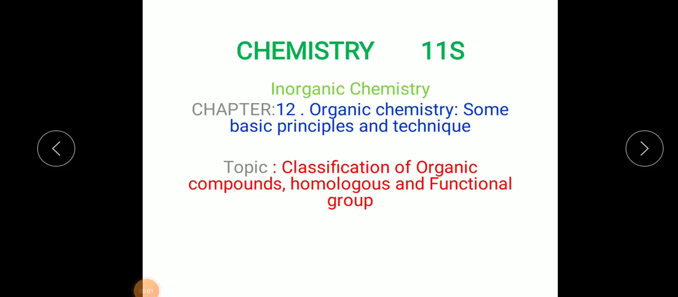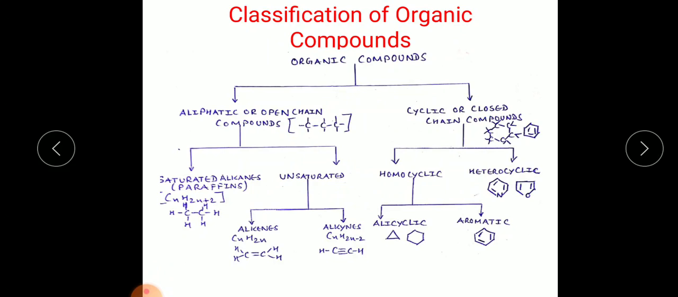Good morning, class. In our last class, we started the chapter organic chemistry, and we discussed the important terms related to it. Today, we are going to discuss the classification of organic compounds, how we can classify organic compounds into different types. Then we'll discuss homologous series, or homologs, and functional groups. What is a functional group in an organic compound? So, classification of organic compounds.